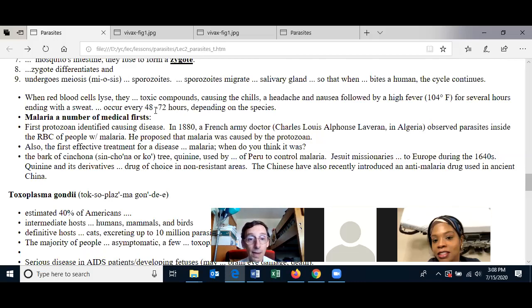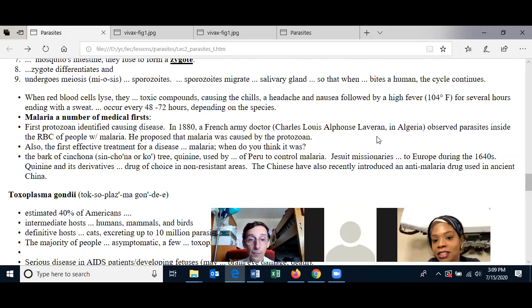Malaria has a number of medical firsts. It was the first protozoan identified to cause a disease. So the first protozoan parasite ever shown to cause a disease was in 1880. You don't need to know the name. You don't even need to know the name of the doctor, Charles Louis Alphonse Laveran, and I'm not French, so I could be butchering his name.